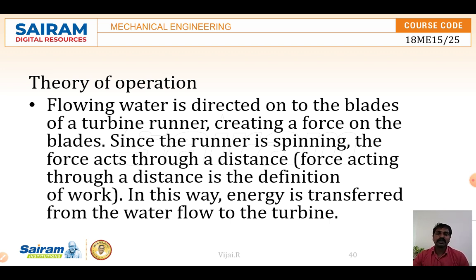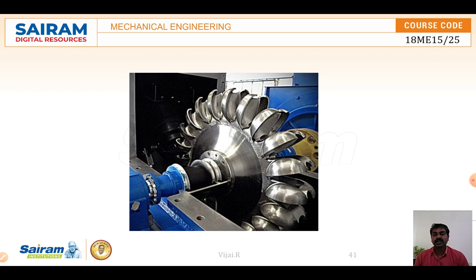As I said, the potential energy is converted into kinetic energy, and then it hits the turbine blades. You can see one of the turbines shown here. It's called a Pelton wheel turbine. We will see in further classes how it functions. The water hits the turbine blades so that the turbine is going to be rotated. This is the logic over here.